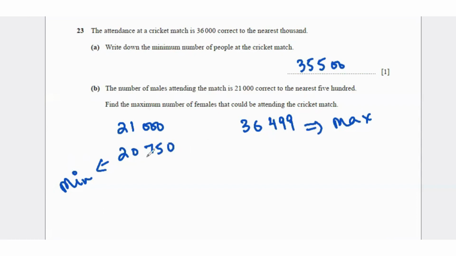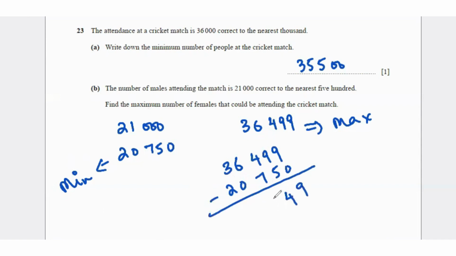Because this has to be subtracted from this. So when you subtract 20,750 from 36,499, what we get is 15,749. That is your answer.